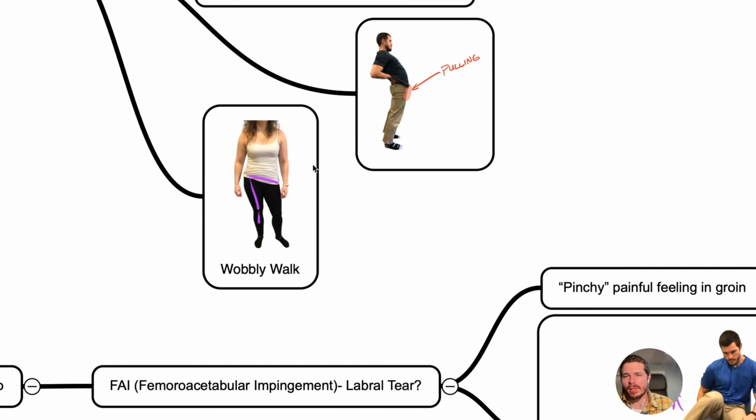And finally, we'll see a wobbly walk, Trendelenburg gait we call it. It's basically a fancy term for somebody who kind of teeters back and forth as they're walking because they're trying to reduce the load on their painful hip.